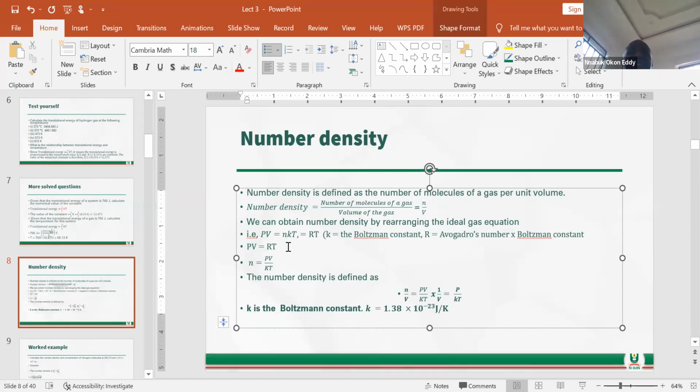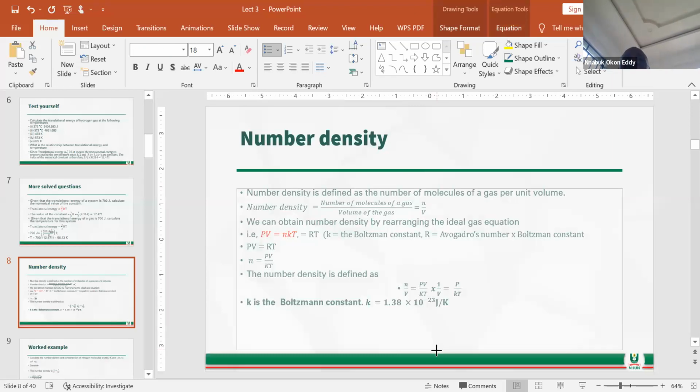So we say PV is equal to RT, but let's use the first equation here. PV is equal to NKT. Let's use this one for N moles of a gas. So N is equal to PV all over KT. The number density is defined as what? N all over V. So we can take V to the other side, which means N all over V from this equation will be equal to P all over KT. This is the expression for the number density.